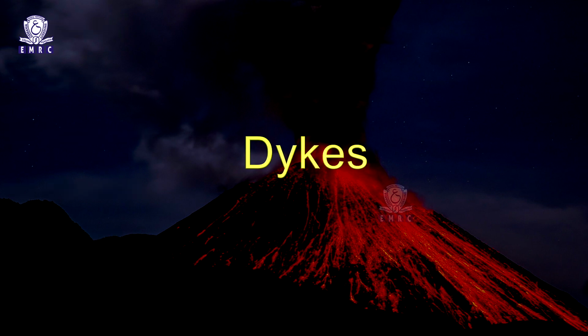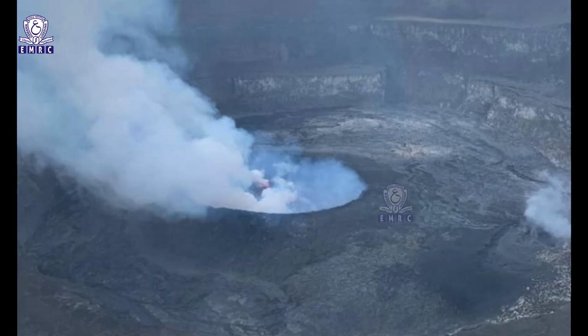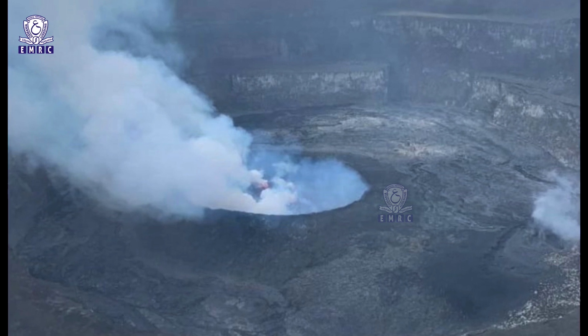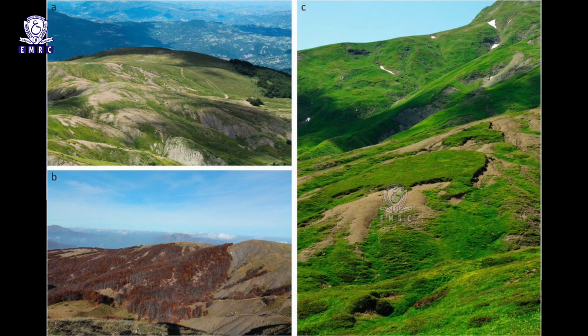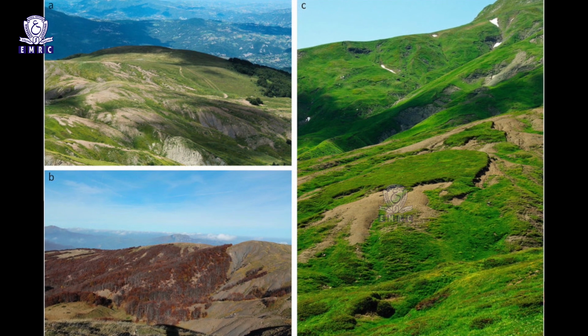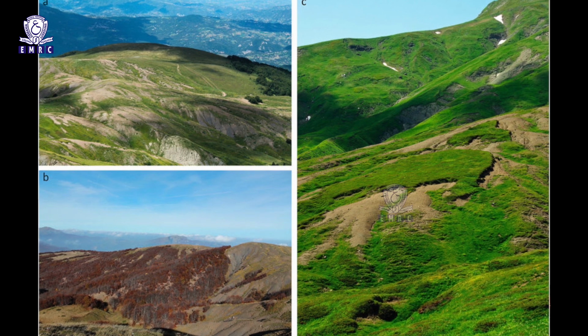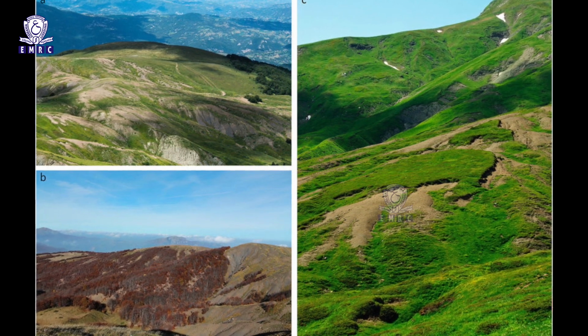Dikes are formed when magma cools and solidifies in vertical joints and fissures in the vent of the volcano. They are narrow vertical wall-like features, sometimes several kilometers long. When exposed through denudation, they appear like ridges. Some dikes are exposed in Tamil Nadu and Andhra Pradesh.